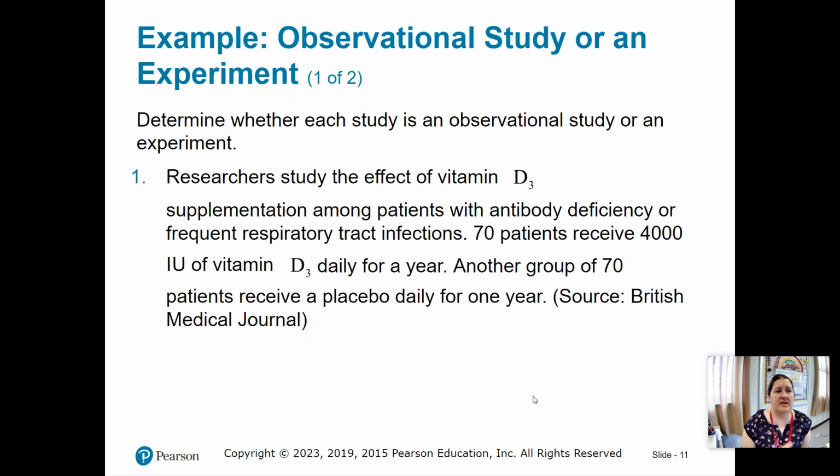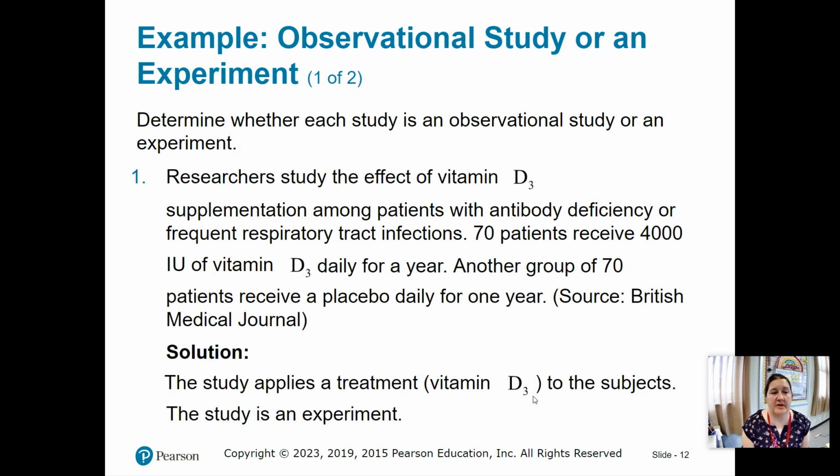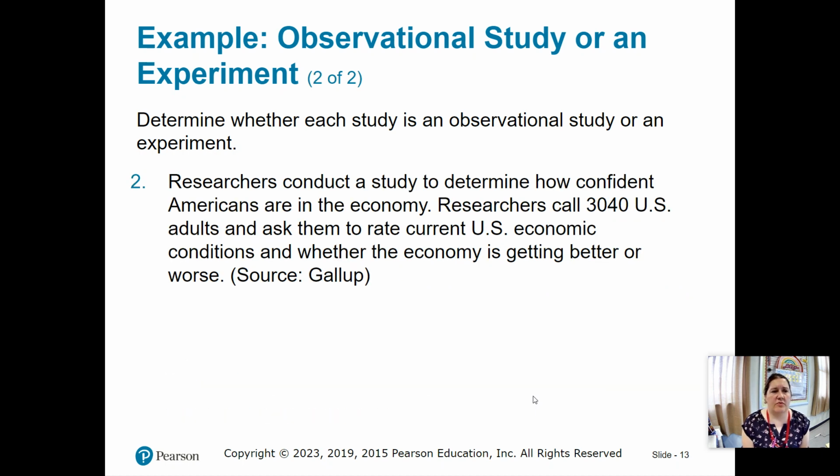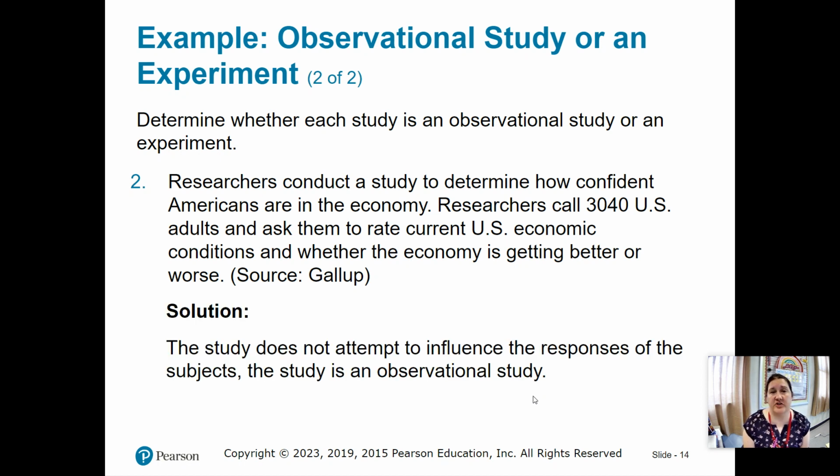But okay, if we were to determine whether the study is an observational study or an experiment, pause so you can read the problem. Because 70 patients receive vitamin D and 70 patients don't, they get the placebo, this is an experiment. And when we try to determine how confident Americans are in the economy, and you call and ask them, you're not affecting them. So this would be an observational study.